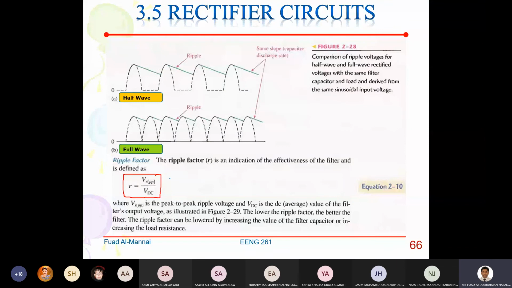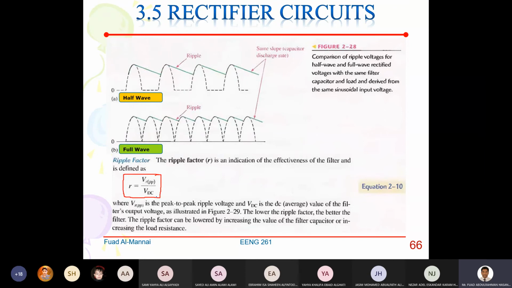The ripple here produces a ripple factor. We call this the ripple factor. If we want to calculate the ripple factor, called R, it is given by V ripple peak to peak, which is from here to here, divided by VDC, the average of the filter output voltage.